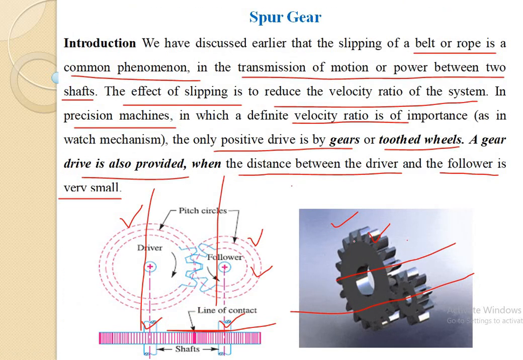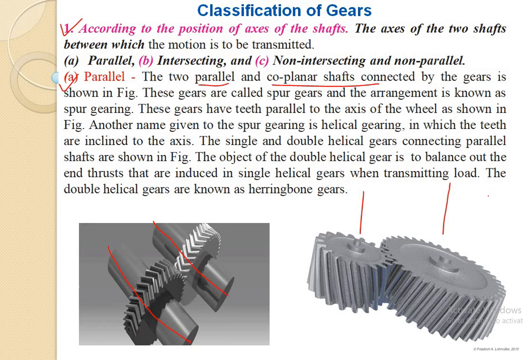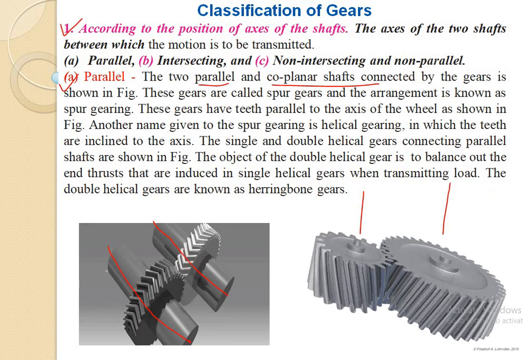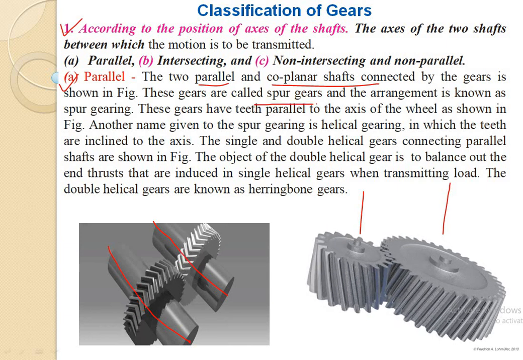This is one gear, that is the driver, and this is the follower. The axes of both the gears or shafts are parallel with each other, coplanar and parallel. That is known as the spur gear. If the axes of the two shafts are parallel and coplanar, these are known as spur gears, and the arrangement is known as spur gearing.